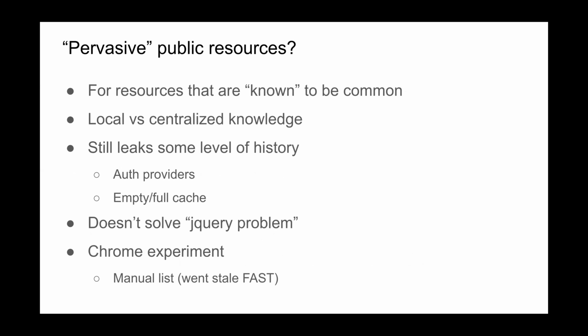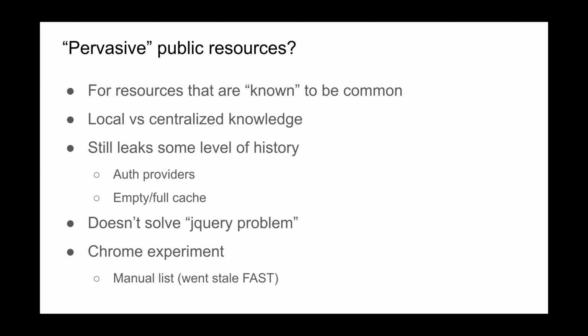Maybe they've never been to a site that uses Google Analytics, or maybe they don't have a cache that's populated. And so you're still leaking some information about the users. And it still doesn't solve the jQuery problem of sites serving the same copy of the same resource using different URLs. There have been some discussions and threads about using SRI integrity to address resources.